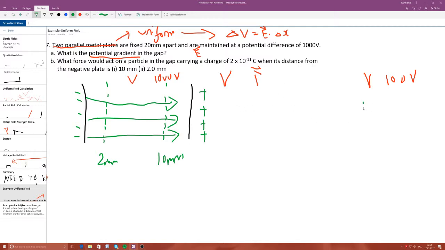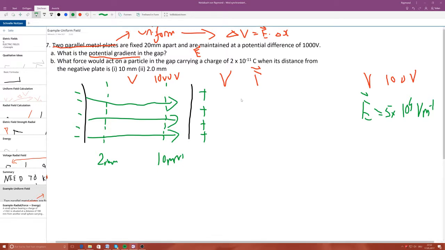And we know from our other question part that E is, I believe, 5 times 10 to the 4 volt per meter. As such, we also know from our qualitative knowledge that since it's a uniform field, it doesn't actually matter where our charge is as long as it's inside the field. So whether it's 2 millimeters from the negative plate or 10 millimeters from the negative plate, it doesn't matter whatsoever since we have a uniform field. So it's a bit of a trick question here, and the answer is in fact the same for both parts. So part i and part ii have the same answer.